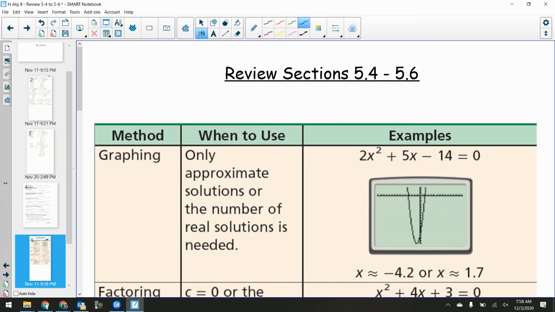The problem with graphing is that if I go to my calculator and figure out what the zeros are, it gives me an approximate value. It gives me a rounded decimal answer, which is never exact, unless it's an integer or a rational number, something like that.